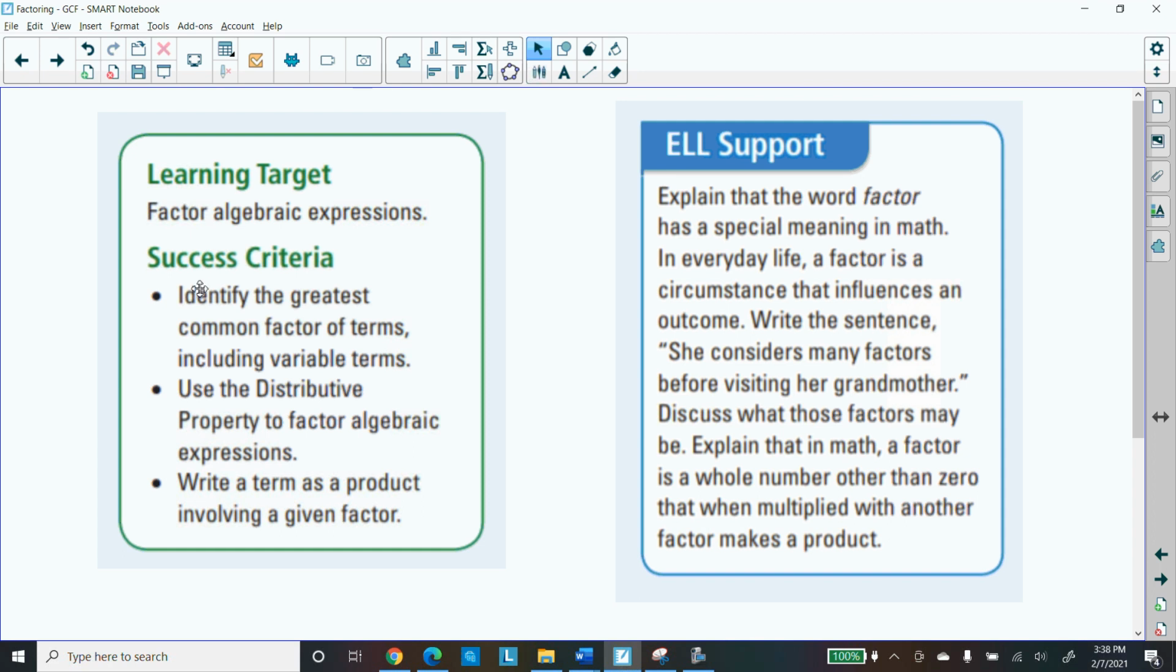For our ELL students, we need to support them by explaining that the word factor has a special meaning in math and everyday life. A factor is a circumstance that influences an outcome. Write the sentence on the board, teachers: She considers many factors before visiting her grandmother. And we're going to discuss those factors, what they may be. Then let's explain the math, what a factor is: a whole number other than zero which, when multiplied with another factor, makes a product. So that's the difference and support for ELL using factor.